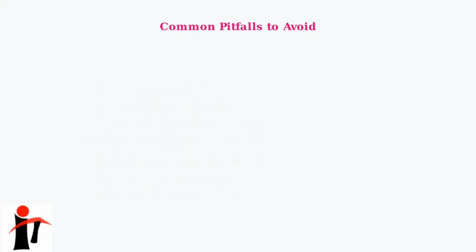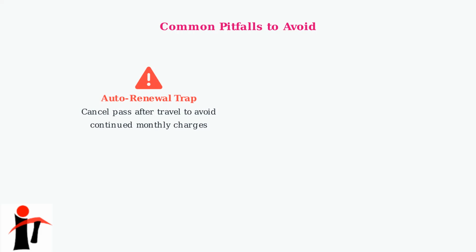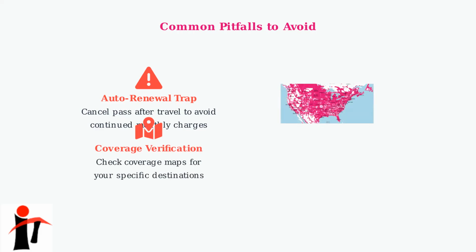Avoid these common mistakes that can lead to unexpected charges or service disruptions during your international travel. The most common mistake is forgetting to cancel auto-renewal after returning from travel. This results in continued monthly charges for unused service. Always verify coverage in your specific destinations before traveling. Not all countries have the same level of service quality or data speeds.